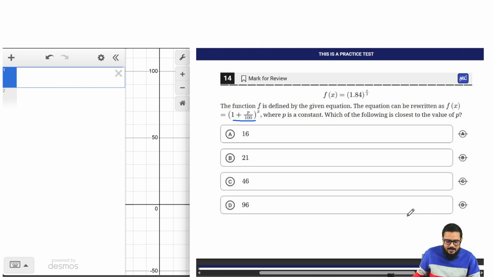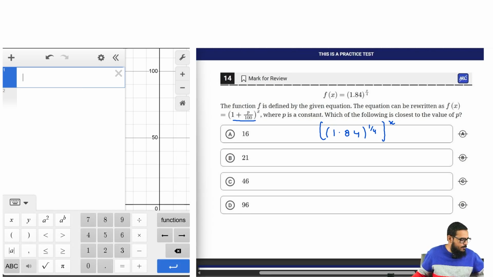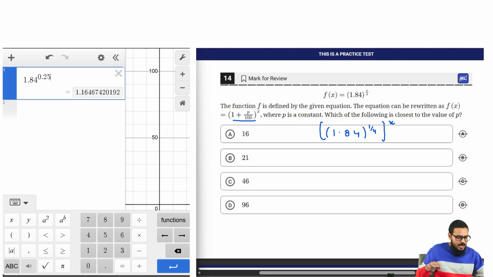Since I have to write this f of x in the form of this equation, one thing I can notice in the original equation is that if I write 1.84 raised to the power x over 4 like this, I can keep 1 over 4 here and put a whole power of x at the top. So this is just a whole power of x, similar to this form, right? So I would have to do 1.84 raised to the power 1 over 4. What is 1.84 raised to the power 1 over 4? I'm calculating this through my decimals, 0.25. You can type this on your scientific calculators as well. This comes out as 1.16467.